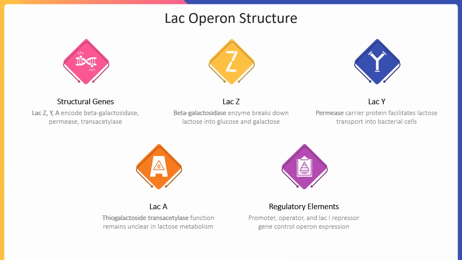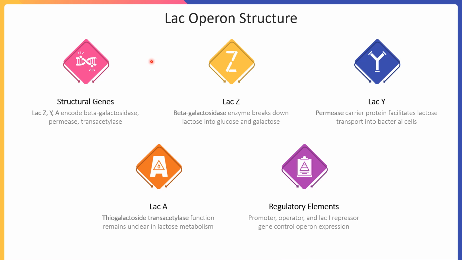So for understanding the regulation of gene at the transcription level, we can consider one model, that is lac operon structure. So this is occurring in the prokaryotes. So this is an example of gene expression in the prokaryotes. So what is lac operon?